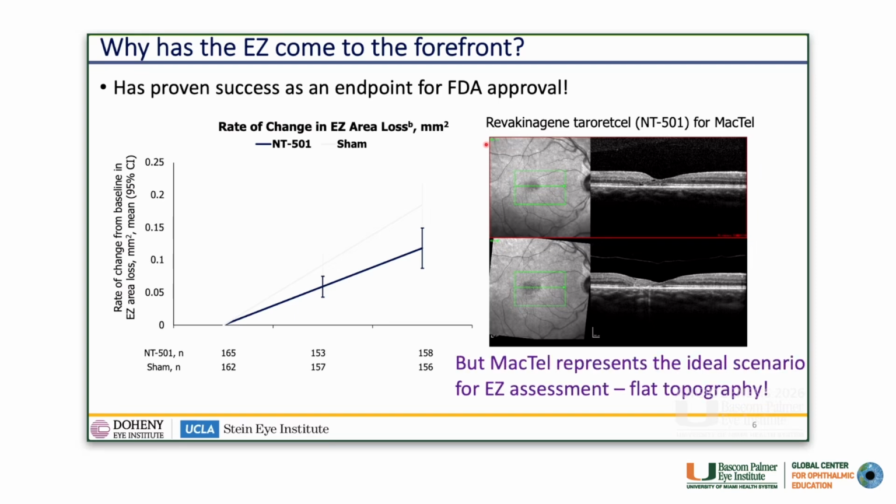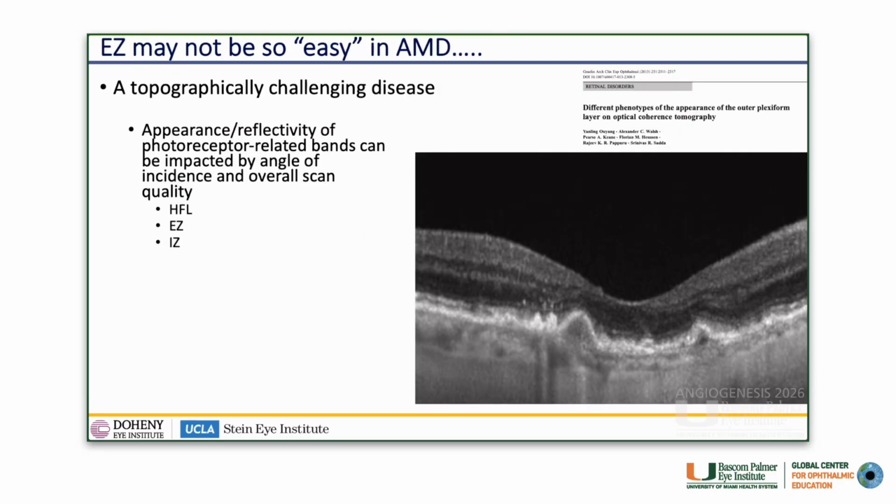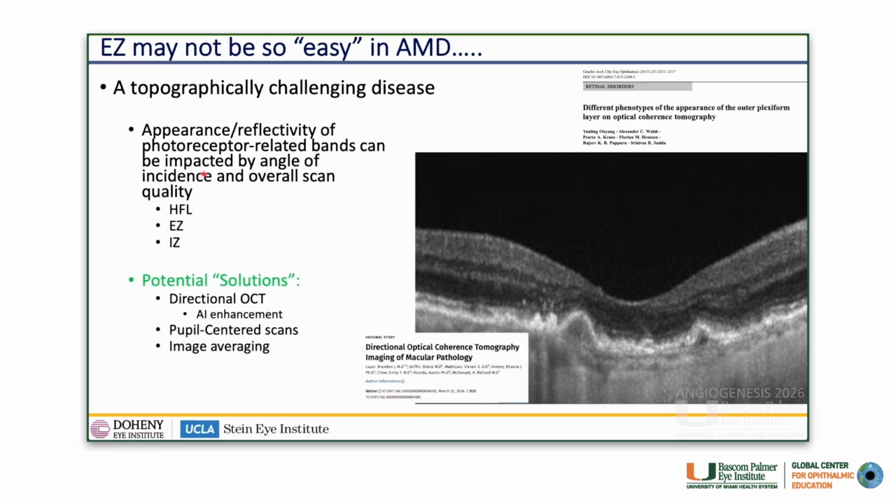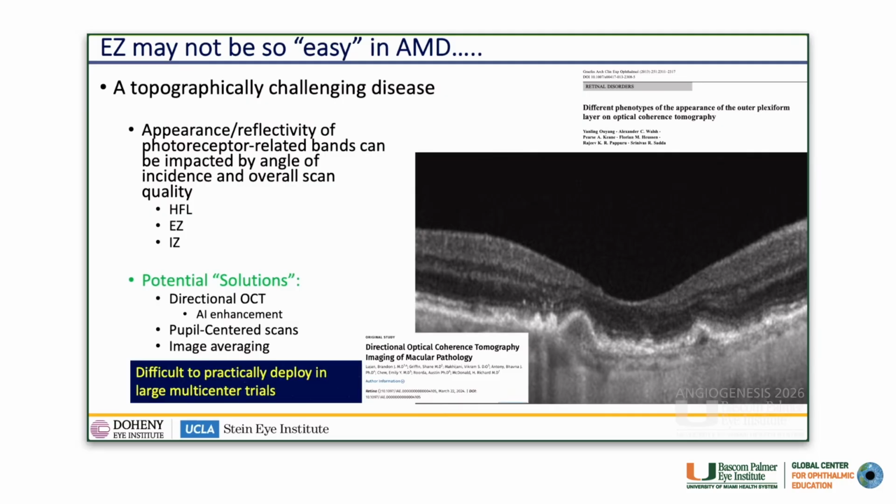I do want to highlight, though, that MACTEL really represents the ideal scenario for EZ assessment because of the relatively flat topography of the disease. This is not the case in AMD, where the EZ may not be so easy because you have lesions like drusen that alter the topography, and we know that the reflectivity of photoreceptor-related bands can be impacted by the angle of incidence as well as the overall scan quality. Now, there have been solutions such as directional OCT that have been proposed, but this is probably not really practical in the context of large multi-center trials.